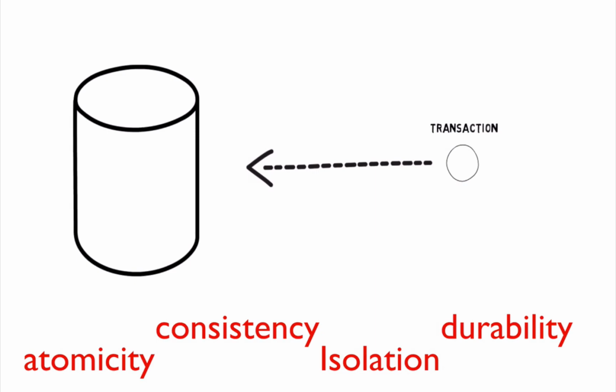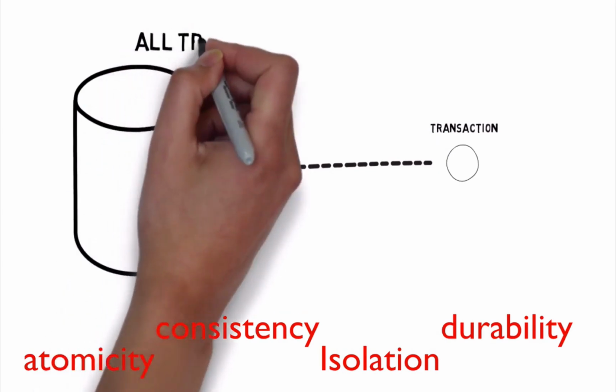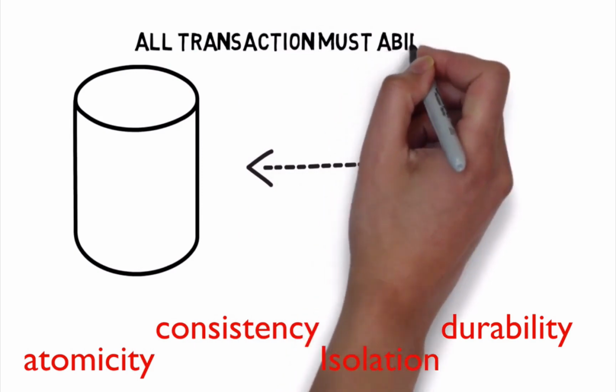Modifications to a database must follow an all or nothing rule. Each transaction is said to be atomic. If one part of the transaction fails, the entire thing gets rolled back.